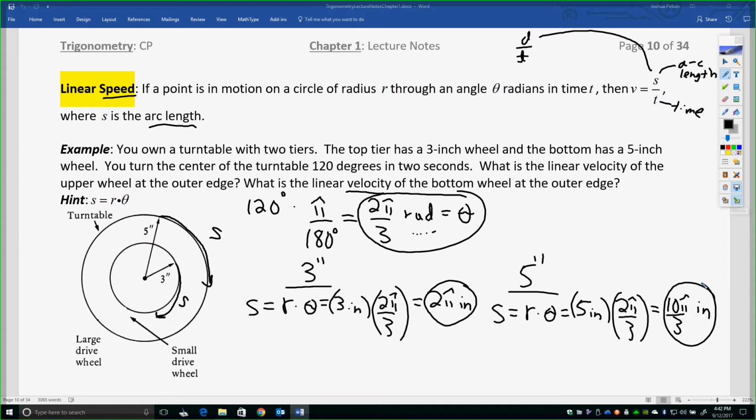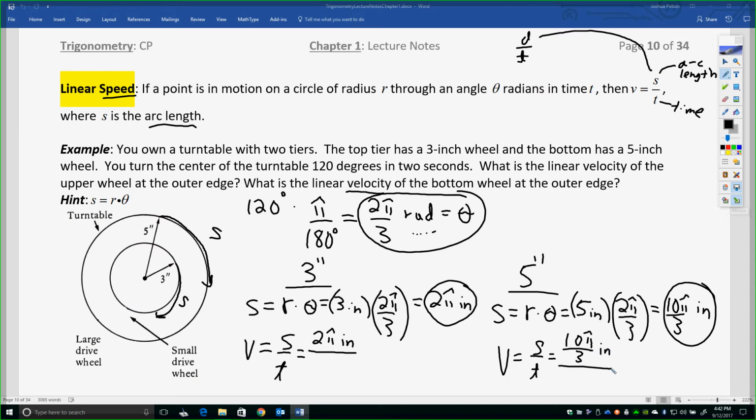So I know the angle that it turned, and I know how far it traveled. So now I can figure out my speed, or linear speed. So my linear speed, v equals s over t. Well, here I traveled 2 pi inches, and here I've traveled 10 pi over 3 inches. Now I need a time period.